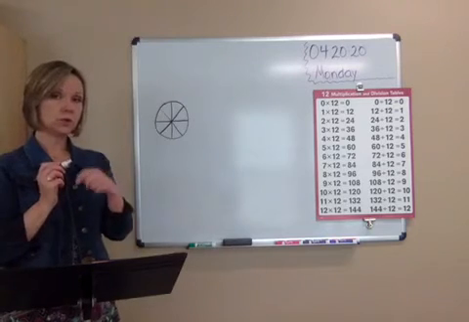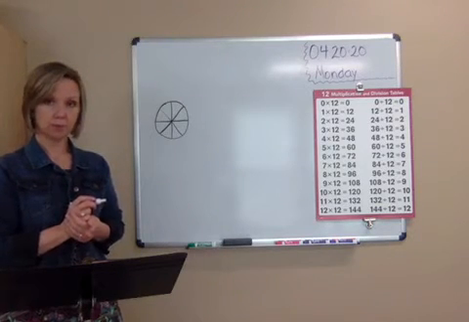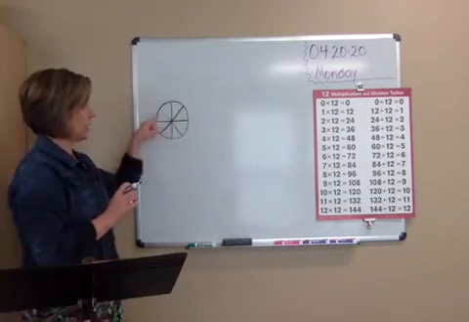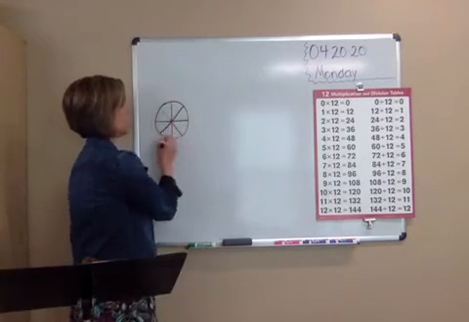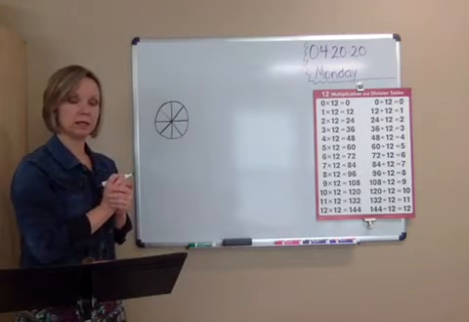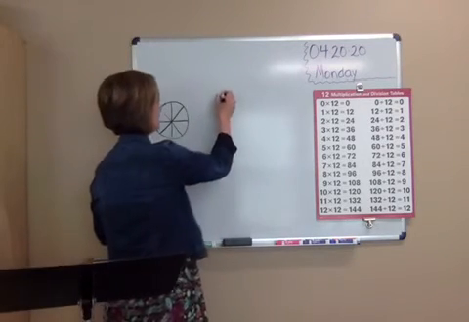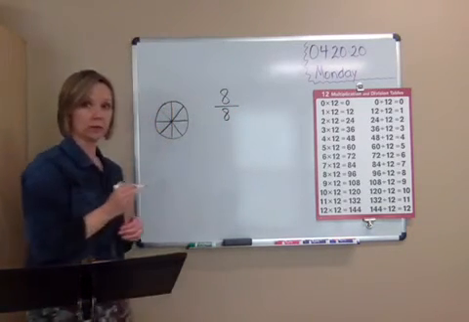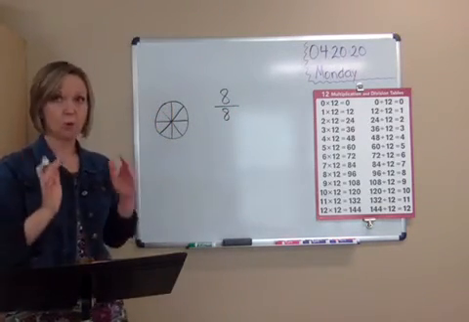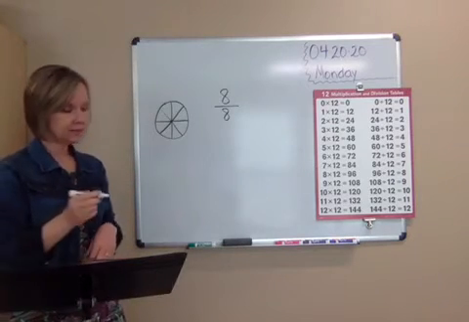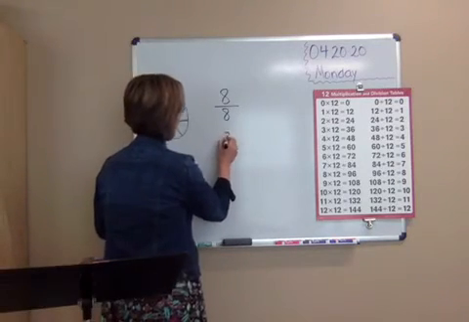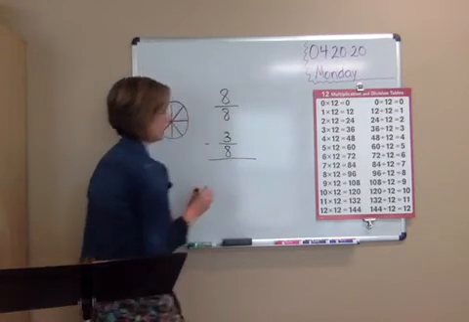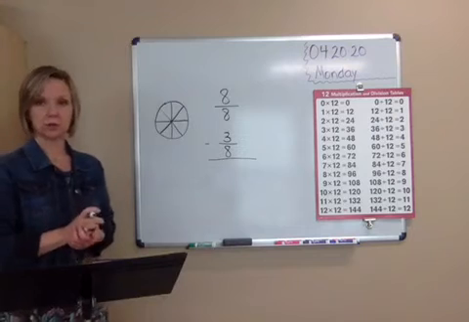Or you could set up a problem. If I colored in this whole circle, how many out of how many would be shaded in? 8 of 8. Remember we said 8/8 is equivalent to 1, right? That's the whole piece. How many did they eat? They ate 3 out of 8. You could just subtract here, and you can get your answer.